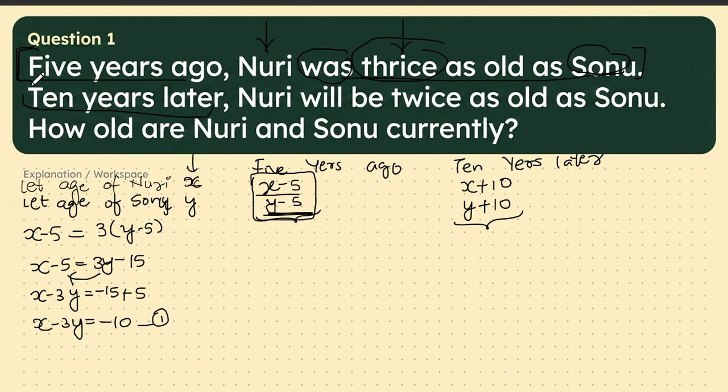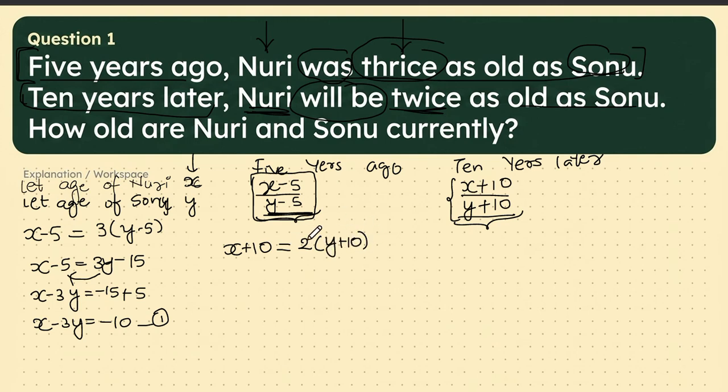Now look at the second statement. 10 years later, so 10 years later means we have to consider these ages, x plus 10 and y plus 10. The first person is Nuri, so age of Nuri is x plus 10. Will be, so will be means what? Is equal to. Twice means 2 multiplied by, 2 bracket, as old as Sonu. That means y plus 10.